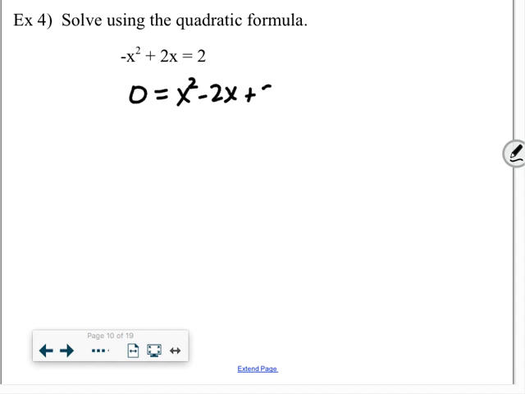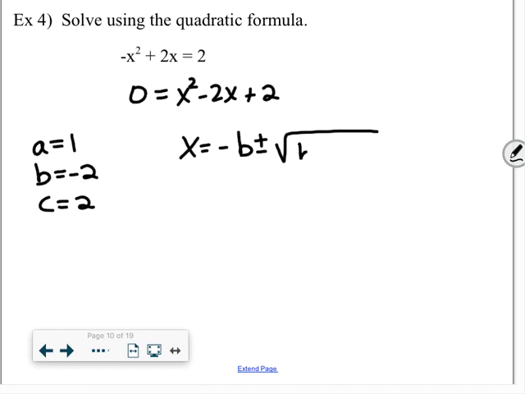So in case you were unclear what I meant, I have 0 equals x squared minus 2x plus 2. So a is 1, b is negative 2, and c is 2. If you write out the quadratic formula every time, it's going to help you memorize it. You don't have to have it memorized, but it makes your life easier if you do know it.